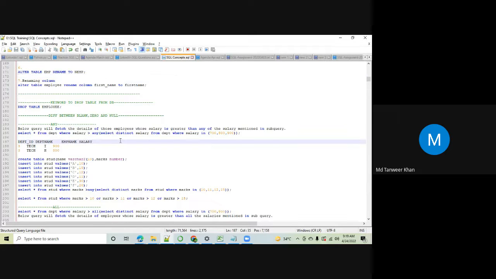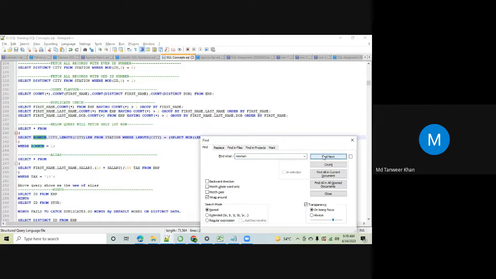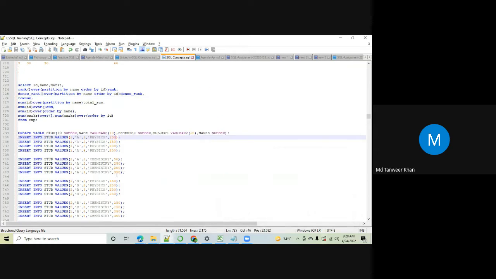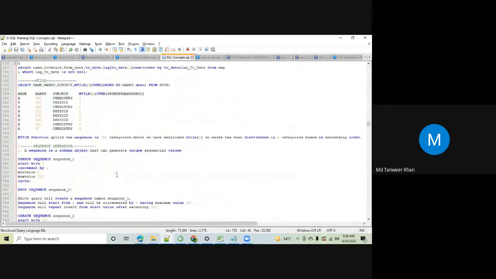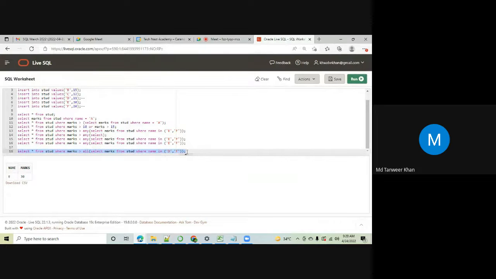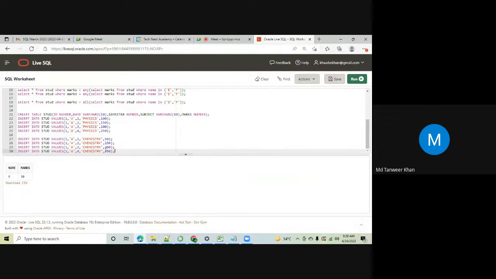Let me check if I have an example of this one. I don't think I have a good example for ROWNUM. Let me check some data. ROWNUM and ROW_NUMBER, they both are different. Please make a note of this. ROWNUM and ROW_NUMBER, they both are different.